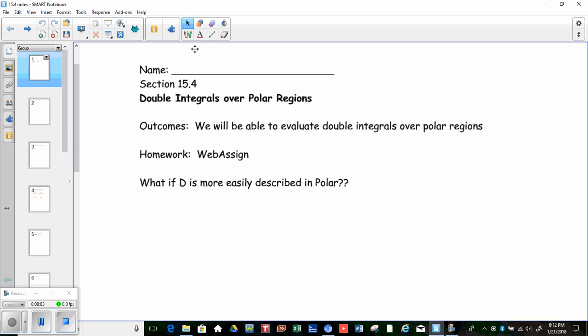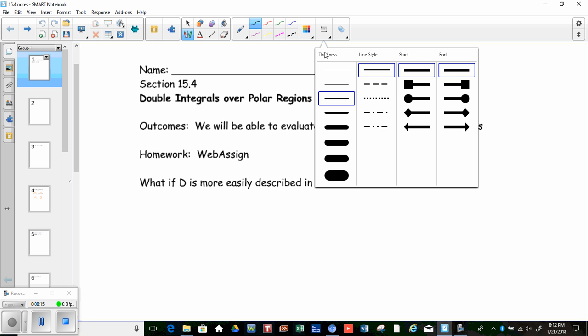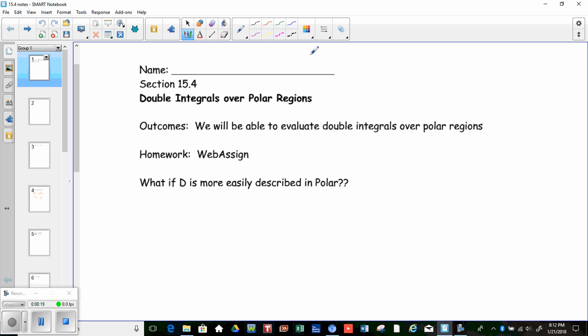Okay, in previous lessons, we have talked about the idea of the double integral and how to do it over some specific regions. Specifically, we did it over rectangular regions to start, and then we did it over regions where you had two different functions that the base region is going to go between. Now the question becomes, what if the domain is more easily described in polar coordinates?